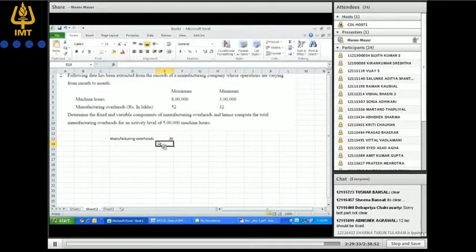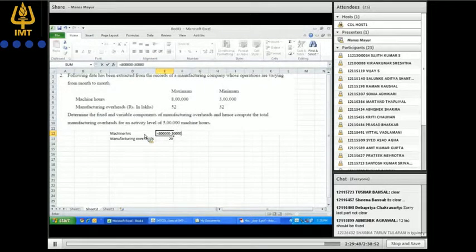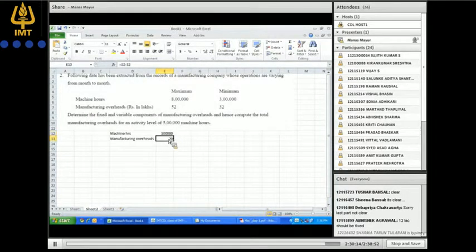So for 5 lakh of machine hours, your manufacturing overhead is 20 lakh, because if you see, your minimum machine hour is 3 lakh, maximum is 8 lakh. For minimum machine hours, your total overhead cost is 32 lakh. For maximum machine hours, your total cost is 52 lakh. So if you are changing from 3 lakh to 8 lakh, there is a change of 5 lakh. For that change of 5 lakh machine hours, your total manufacturing overhead is 20 lakh.